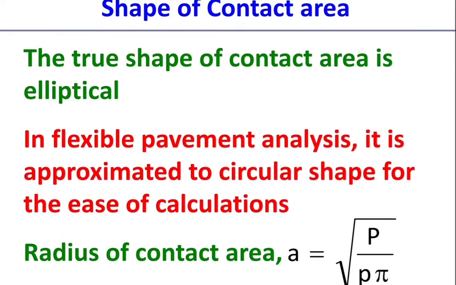So before studying the stress overlap due to dual wheels, we need to understand the contact area. When the tire touches the pavement surface, the shape of the contact area is elliptical. But in flexible pavement analysis, it is approximated to a circular shape for ease of calculation. So the radius of contact area, small a, is equal to the square root of capital P, the load carried by that particular wheel, divided by pressure into pi. That will give us the radius of contact area.